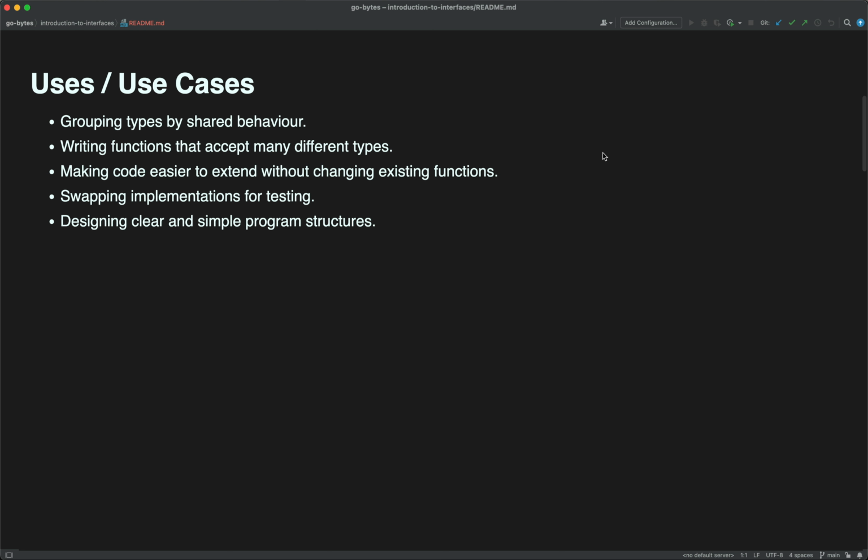So these are some of the use cases, and some of these will make more sense to you once we have a little example in a moment. We can group types by shared behavior, and we can write functions that accept many different types. We can make code easier to extend without changing existing functions. We can swap implementations for testing. That's a very, very useful one. And we can design clear and simple program structures.